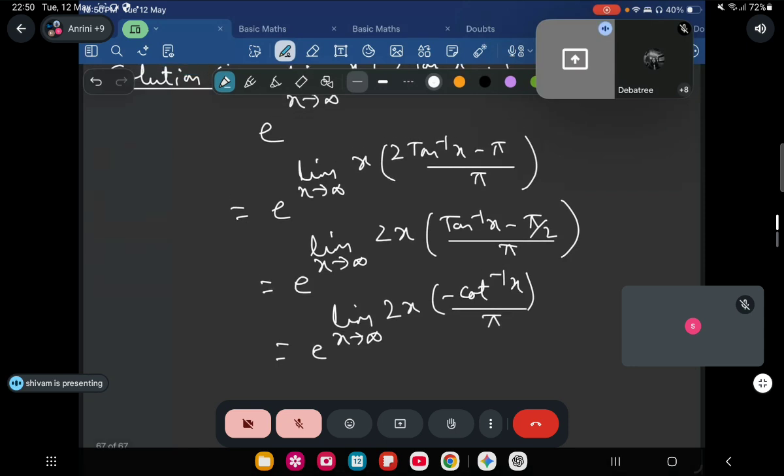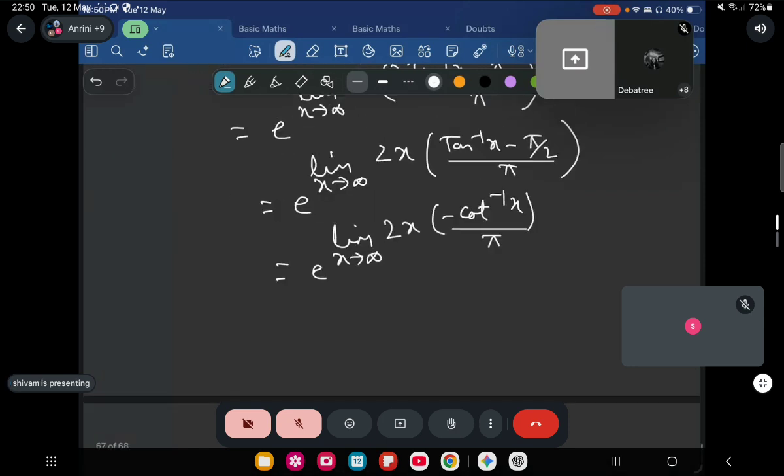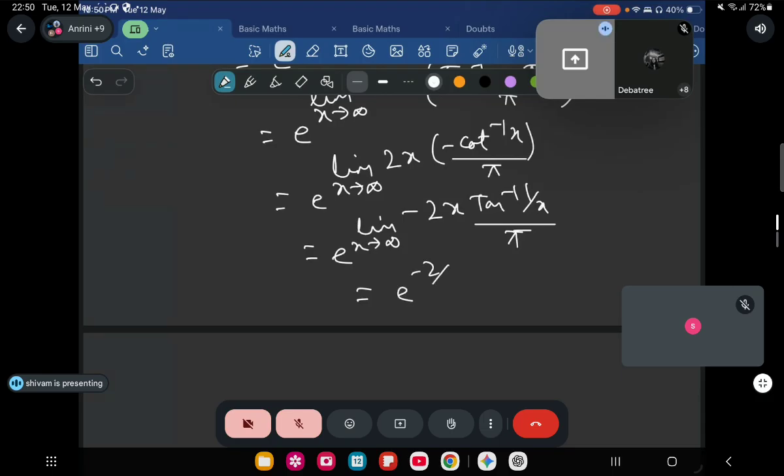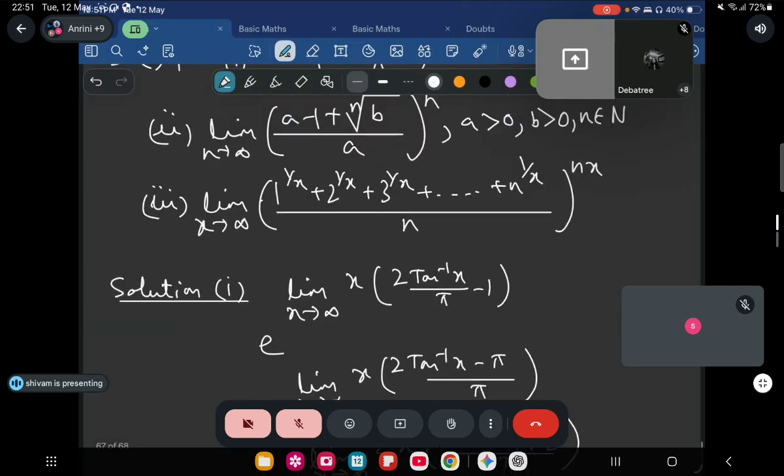Now what is x cot inverse x when x tends to infinity? Let us convert it into tan inverse 1 by x. So it will become e to the power limit x tends to infinity, minus 2x tan inverse 1 by x divided by pi. So everyone, x tan inverse 1 by x will become 1, and so you are going to get e to the power minus 2 by pi. Anyone having any doubt, you can ask me.